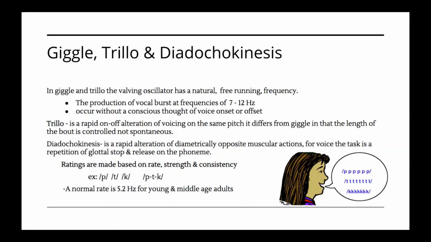So, for example, you would have a stopwatch and you would have your client produce pa pa pa pa pa for as long as they could, ta ta ta ta ta, ka ka ka ka ka, and then pataka pataka pataka for as long as they could, making sure that they had consistency and they stayed at a strength and did not get weaker. And a normal rate is 5.2 hertz for young and mid-aged adults.